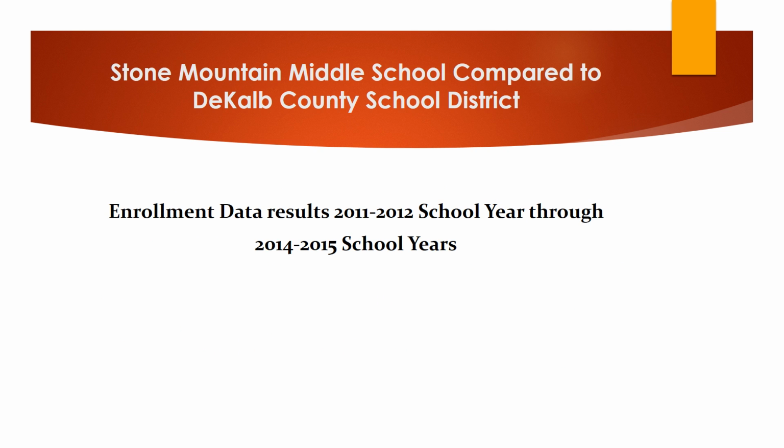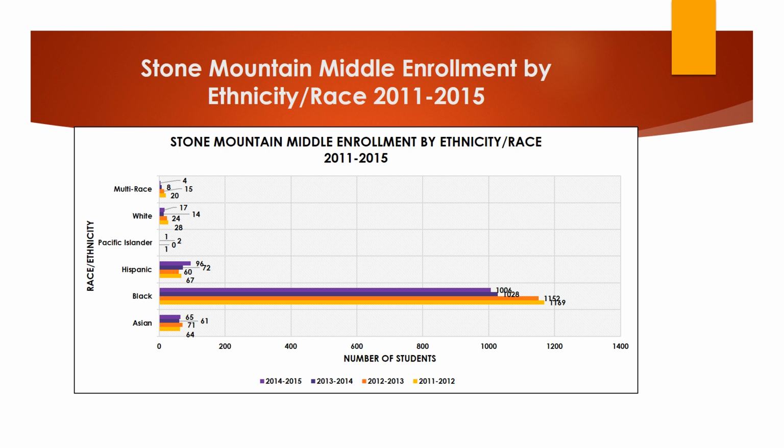We will begin by comparing the enrollment data for Stone Mountain Middle to the district. Enrollment in Stone Mountain Middle has declined over the past 4 years. The Black student population remains the largest. However, in 2014, the number of Black students enrolled was 1,006, down from 1,169 in 2011. This was a 14% decrease. The next largest population is our Hispanic population, and there was an increase in this enrollment from 67 in 2011 to 96 in 2014, which is a 30% increase.